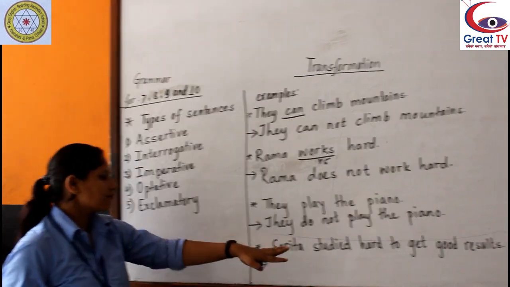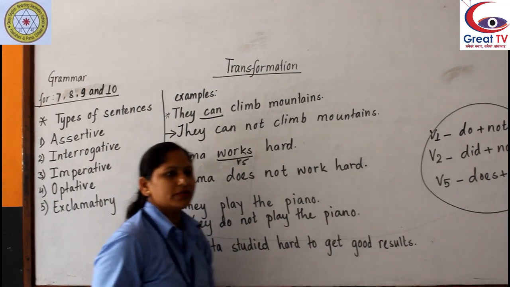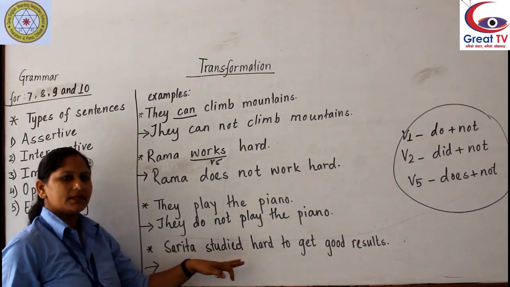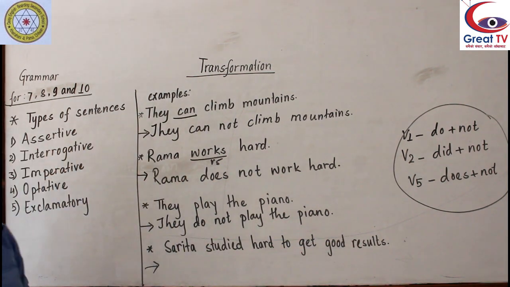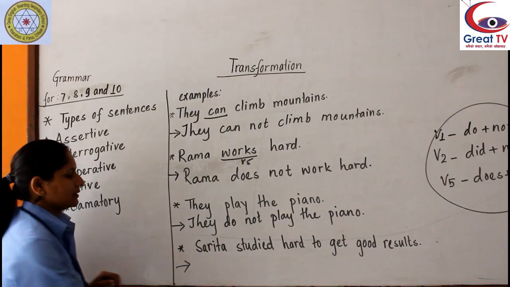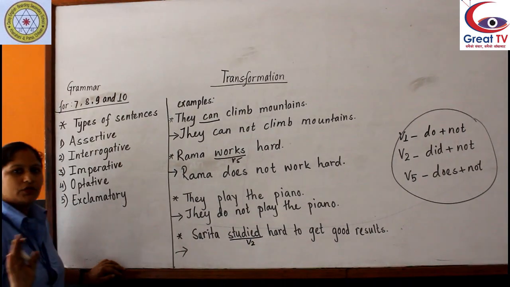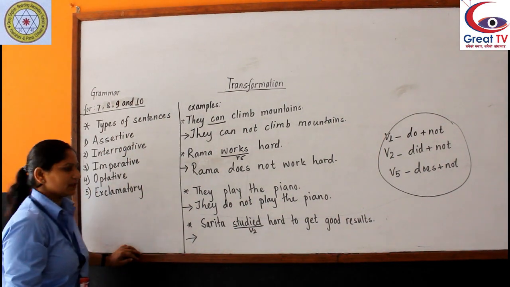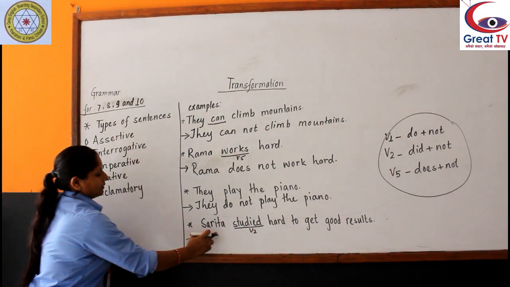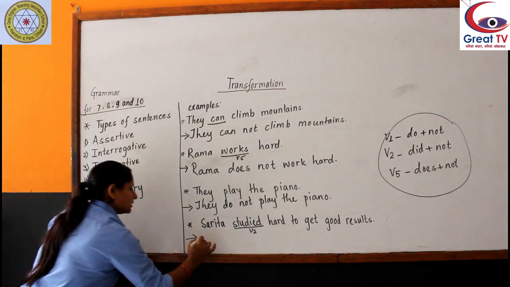And the next one, Sarita studied hard to get good results. For this, the main verb is in the second form, V2. We don't need V3 and V4 in transformation.